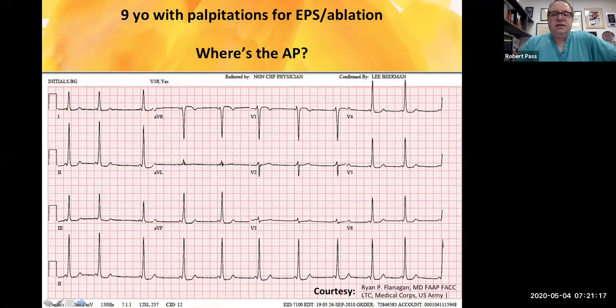All right. This is a nice tracing from Dr. Flanagan. This is a 9-year-old with palpitations for electrophysiology study and ablation. And my question to the audience is, where do you believe the accessory pathway is located based on the pattern of this ECG? Let's ask Dr. Neha Lawalia.